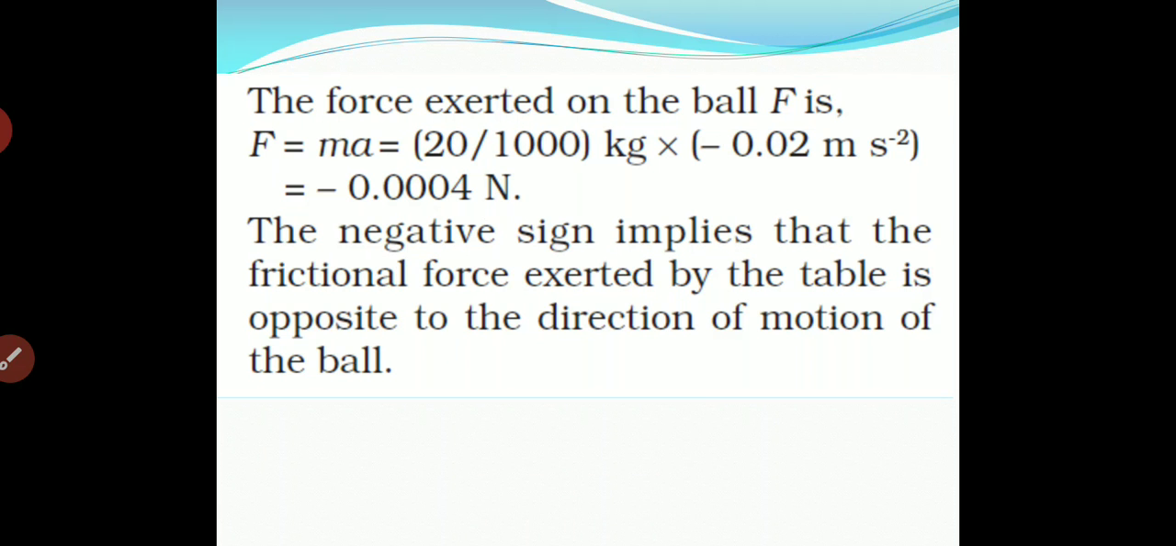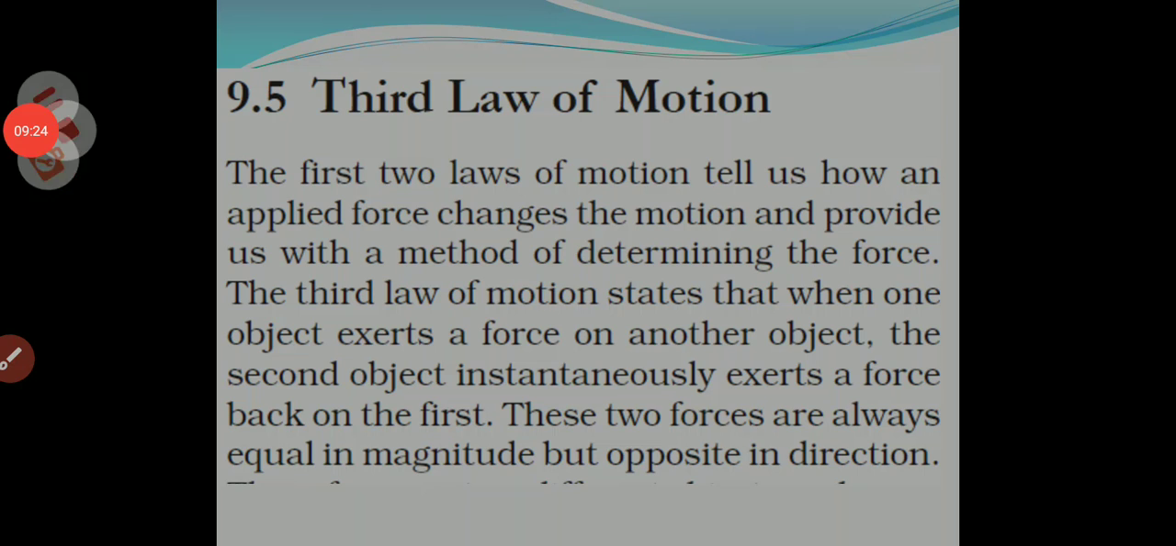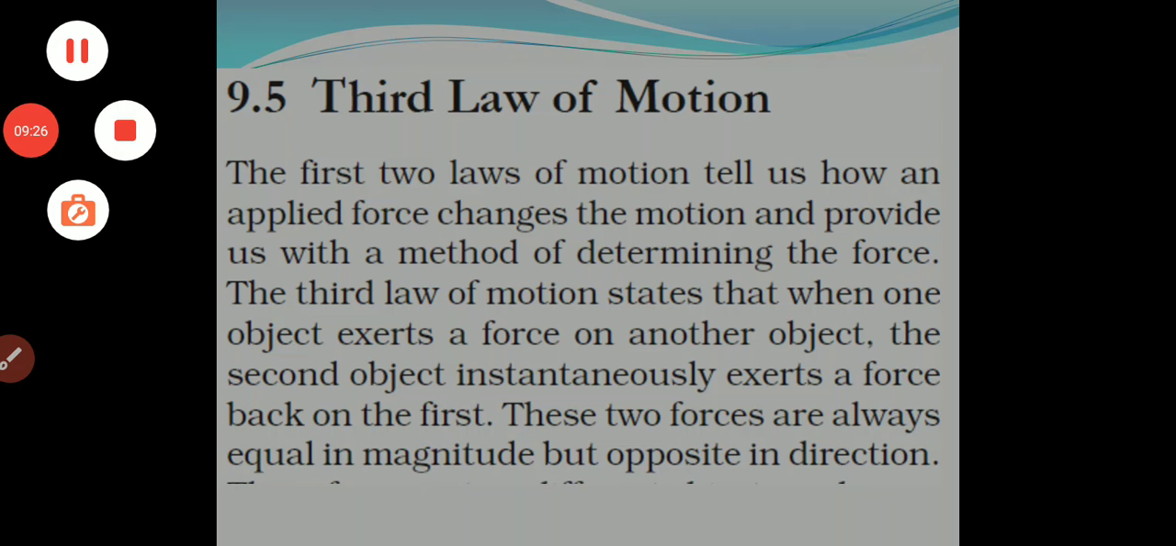The force exerted on the ball, now we have to find, mass is 20 upon 1000 into minus 0.02 meter per second square. Okay, so it will be minus 0.00004 Newton, or we say it as minus 4 into 10 raised to minus 5. So the negative sign implies that the force exerted by the table is in the opposite direction of the motion of the ball. Okay, now our topic, third law of motion.